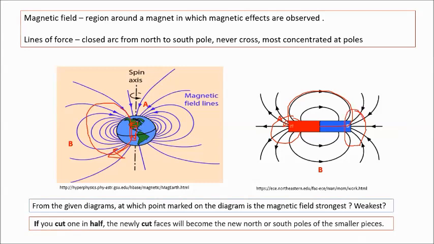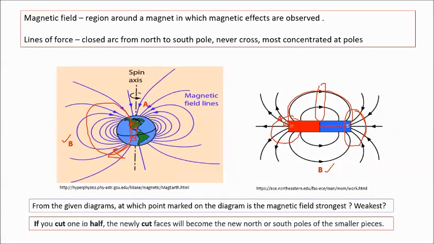when the field lines are closer with each other. Weak pag sobrang layo yung isang line to the other lines. So from the given diagram, at which point mark on diagram is the magnetic field strongest? So simply sa left and right figures, it's A. Point A. And then what about weakest field? Sa B. Lesser ang magnetic field at point B.